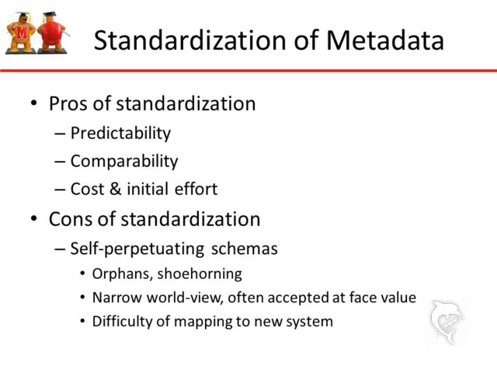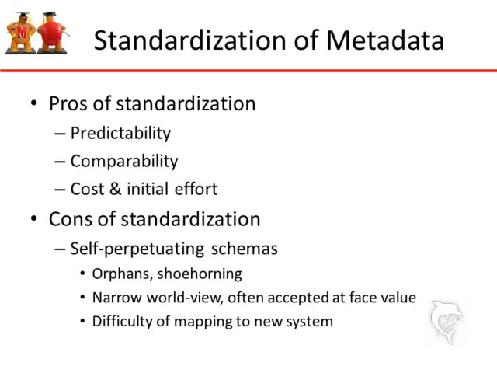So let's look a little bit through some pros and cons of standardization. And since standardization and specialization are the two ends of a spectrum, you could think of pros of standardization as being sort of arguments against creating specialized metadata schemas, and the cons of standardization could be thought of as pros for specialization. So just keep that in mind as we talk through these. Under pros of standardization, we have first predictability.